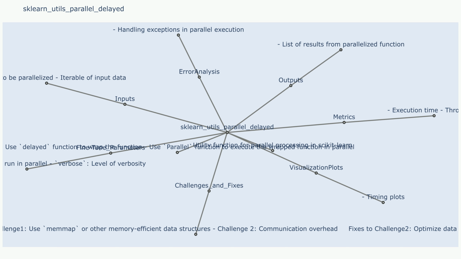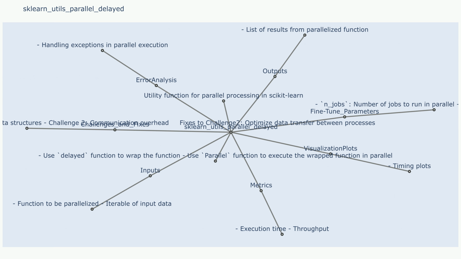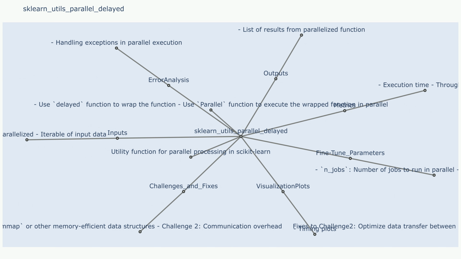Challenges and fixes. Challenge 1: memory limitations when dealing with large datasets or complex computations. Parallelizing tasks can lead to memory issues if the processes consume excessive amounts of memory. Sample use case that resulted in challenge 1: processing a massive dataset with a memory-intensive function.